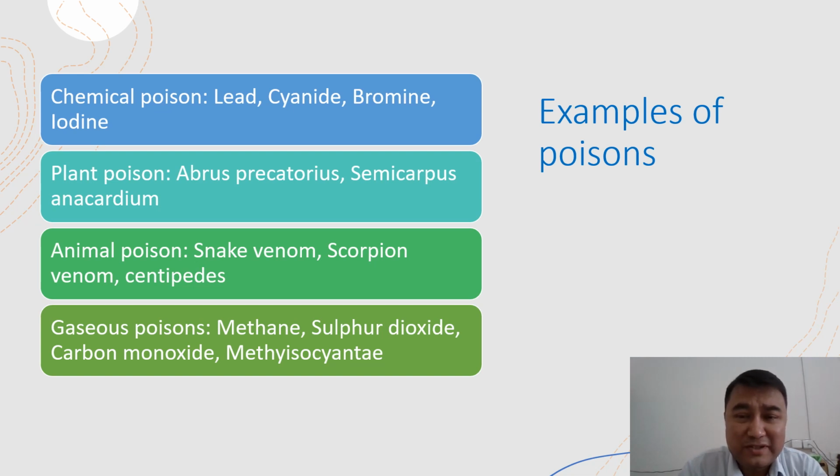Here I'm going to give some common examples of poisons. If we talk about chemical poisons, we have lead, cyanide, bromine, iodine. If we talk about plant poisons, we have Abrus precatorius, Semecarpus anacardium. If we talk about animal poisons, we have snake venom, scorpion venom, centipedes. If we talk about gaseous poisons, we have methane, sulfur dioxide, carbon monoxide and methyl isocyanate.